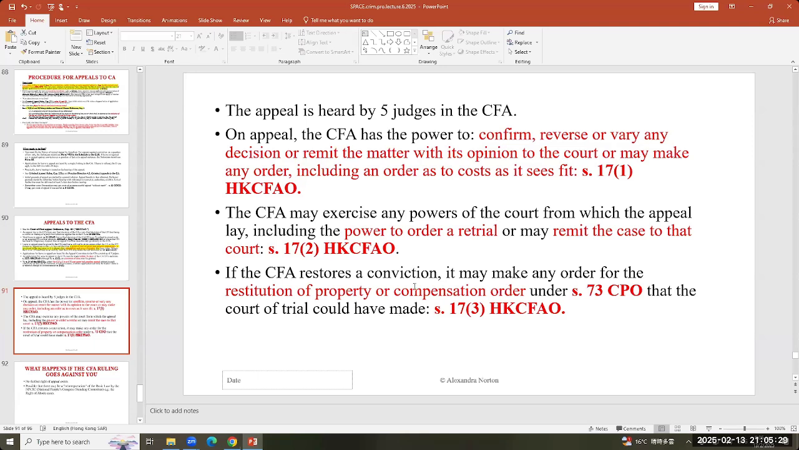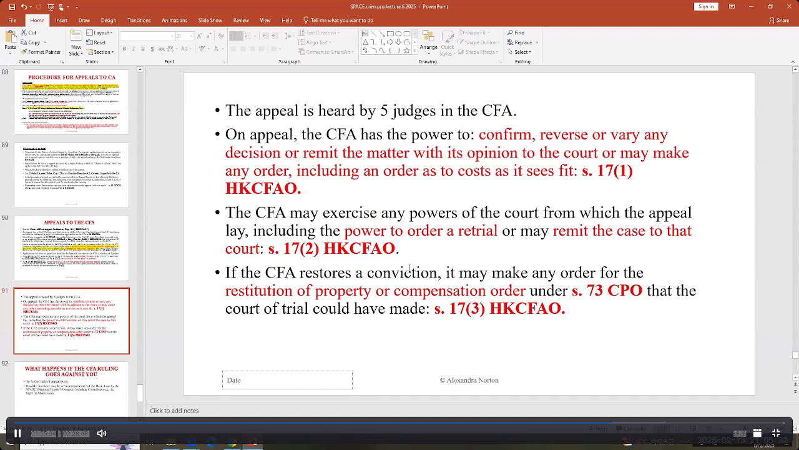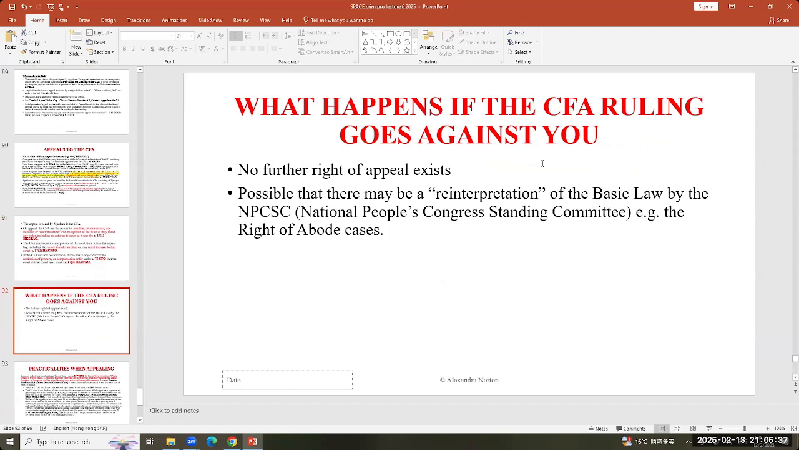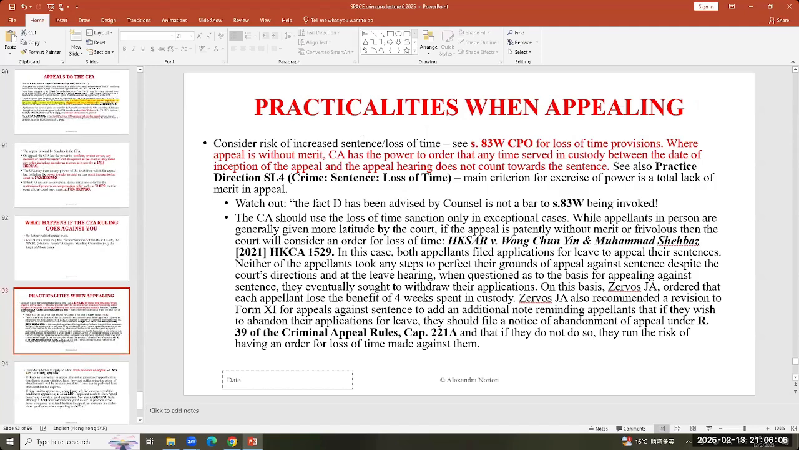But if it does, it can order a retrial, reverse, confirm, or vary any decision. If the CFA decision goes against you, then you're stuck. There's no further right of appeal. They are the final level of appeals court. They replace the old Privy Council in the UK. But of course, we know that it's possible there could be a reinterpretation of the law, right, by the NPCSC. So that has happened at least 3 times in our history that the NPCSC has reinterpreted the law.